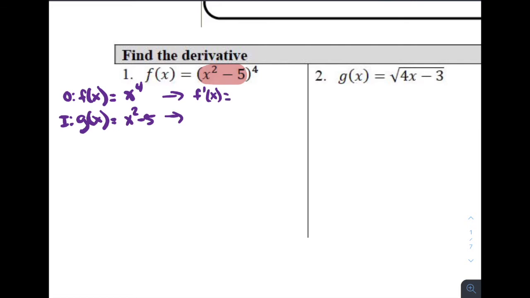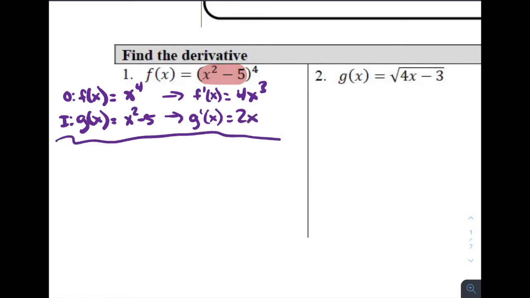f prime of x, the derivative of x to the fourth, is going to be 4x cubed. That's our regular power rule from chapter 2. And g prime of x, the derivative of x squared minus 5, is going to be 2x, using that power rule from chapter 2. So this is my side work.